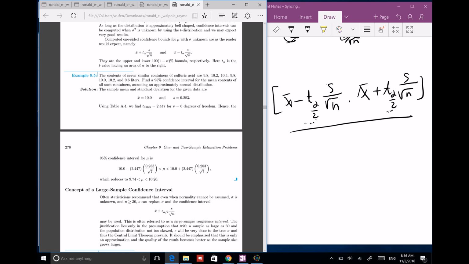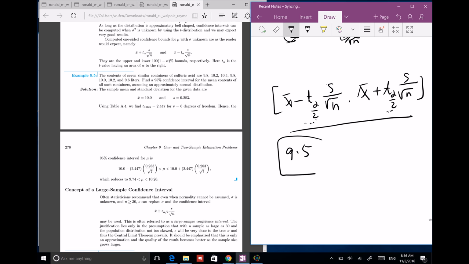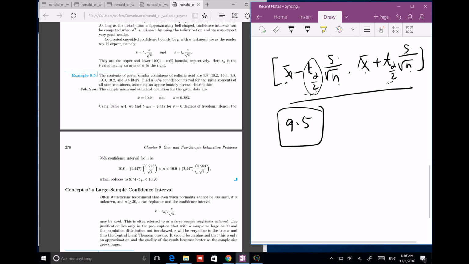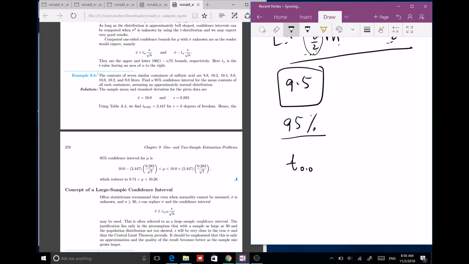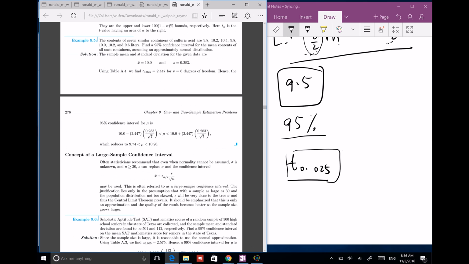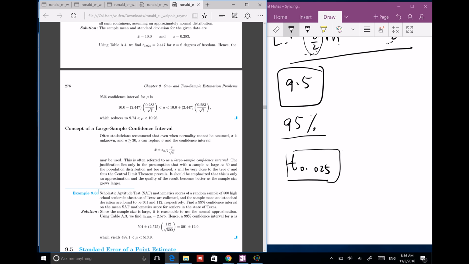Please look at Example 9.5 yourself. Basically, x bar is given, s is given, n is given. The only thing you need to find is the t value. Please find the t value and see if you understand it. If you are looking at 95%, you are looking at t 0.025, because you have two sides, each side is 2.5%. See if you can find the value from the t distribution table. Once you find it, you just plug it in and you get a number.